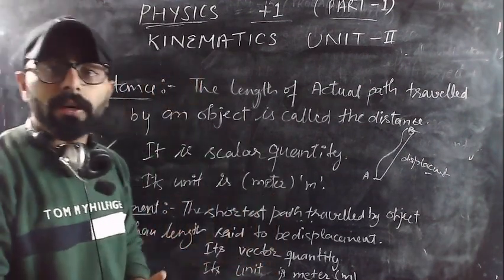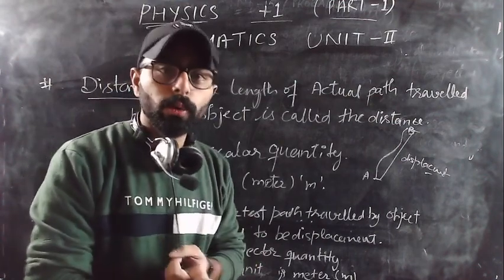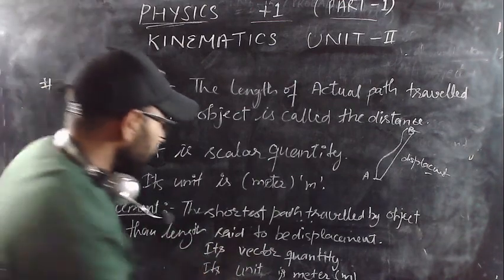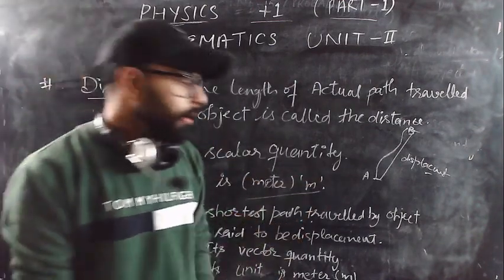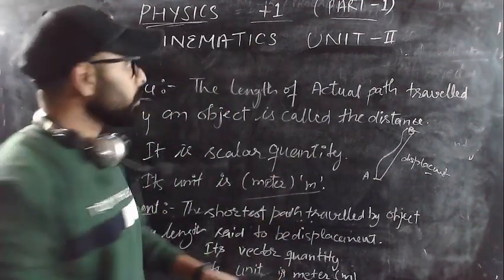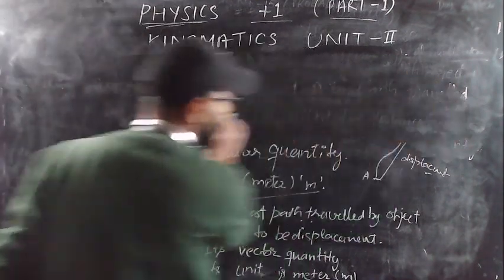And what is a vector quantity? A vector quantity shows both magnitude and also gives the direction, and both have the meter unit. So we can consider more examples for it. With more examples we can understand what distance and displacement are.